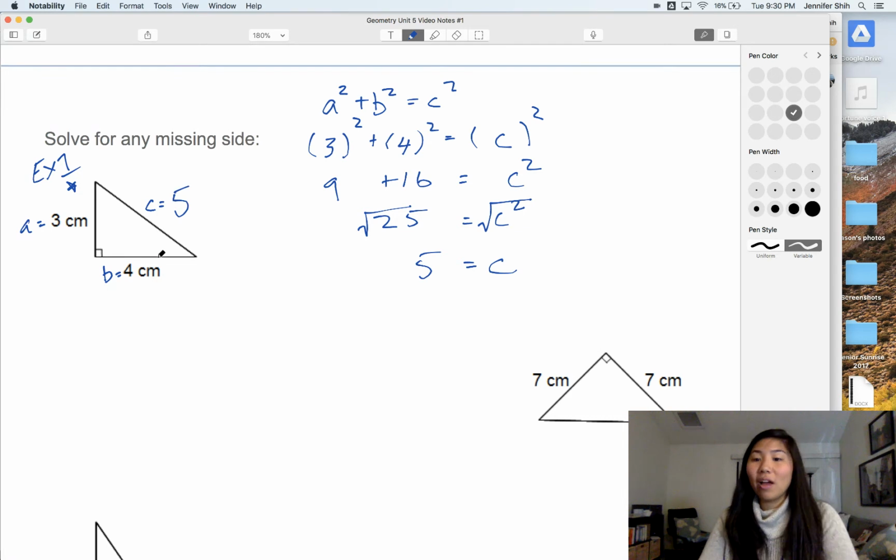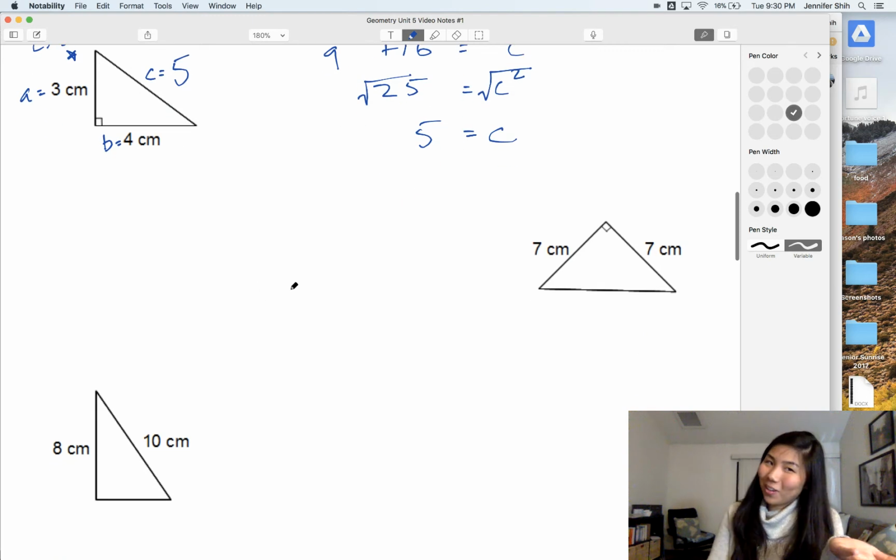3, 4, 5, easy to remember, right? This is a very special Pythagorean triple. We will talk about this more. Remember this triangle, 3, 4, 5. Easy to remember, 3, 4, and 5. Okay, here's actually another special right triangle.